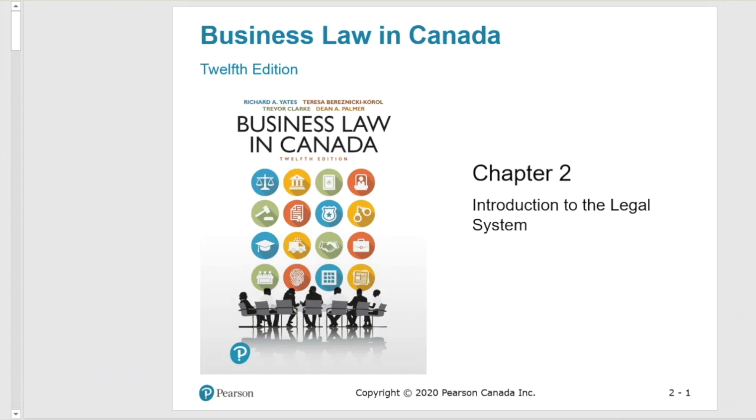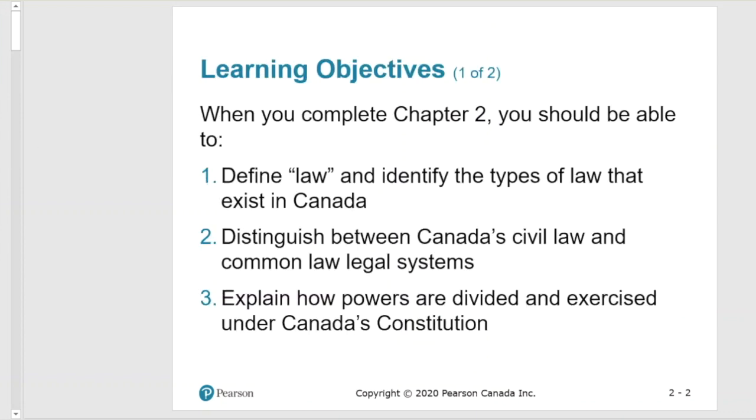Alright, so this is the introduction of our business law journey. So we start with chapter 2 with some foundational concepts for the whole course. So we're gonna look at how law is defined, and once it is defined, we can identify types of law in Canada, and then we'll briefly distinguish civil law system and common law system.